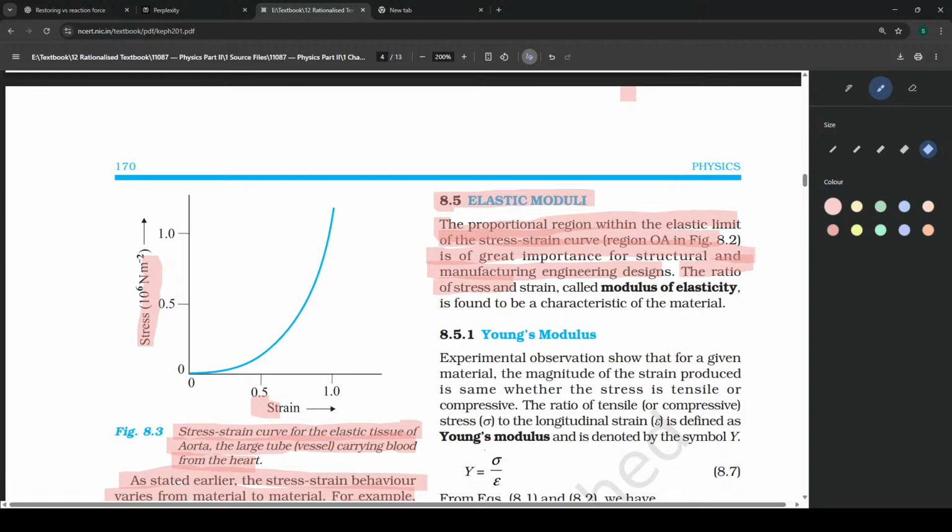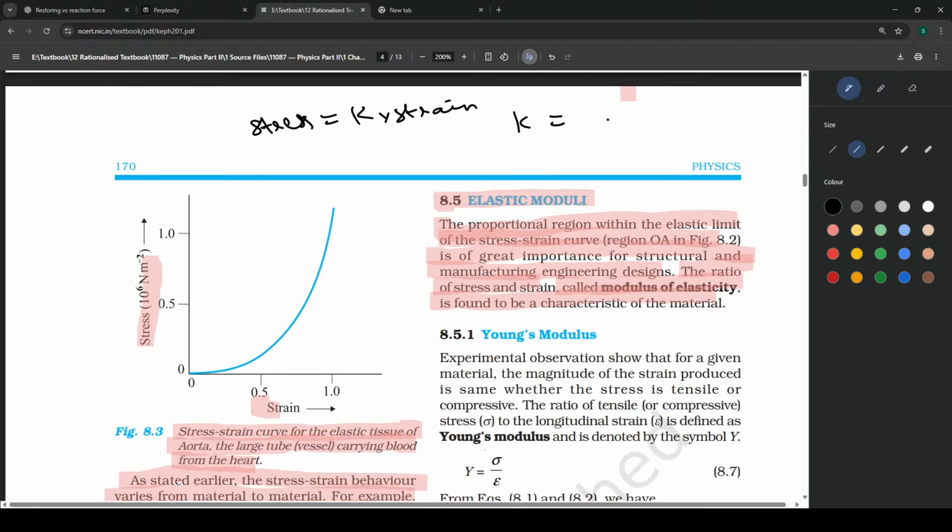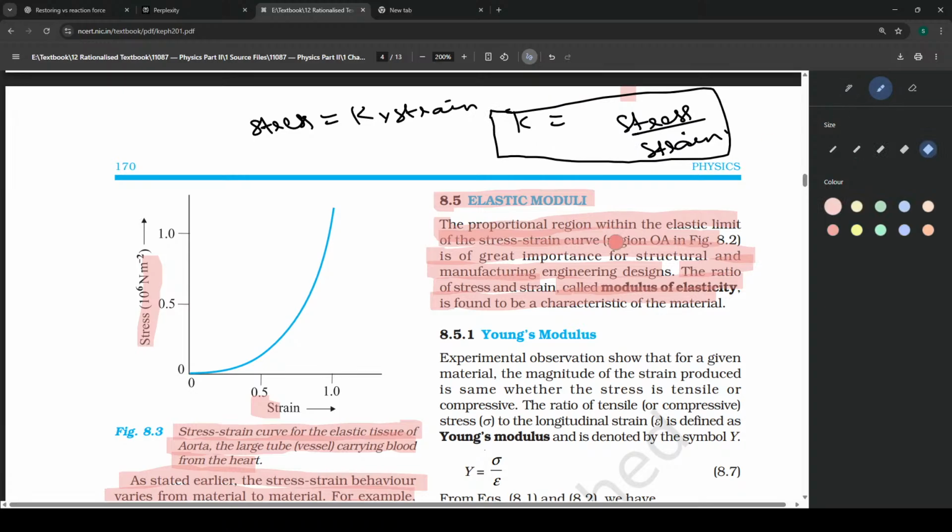The ratio of stress and strain is called the modulus of elasticity, and is found to be a characteristic of a metal. Basically, stress equals k times strain. So obviously k, which is the modulus of elasticity, equals stress by strain. Longitudinal stress by longitudinal strain is Young's modulus.